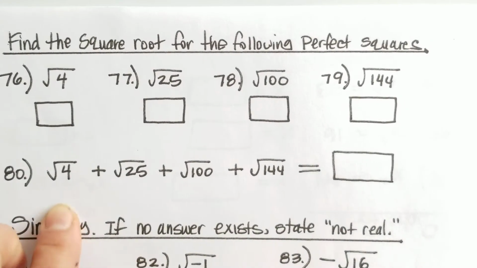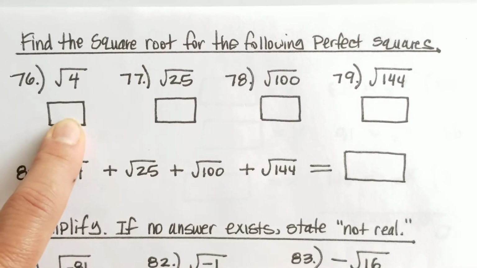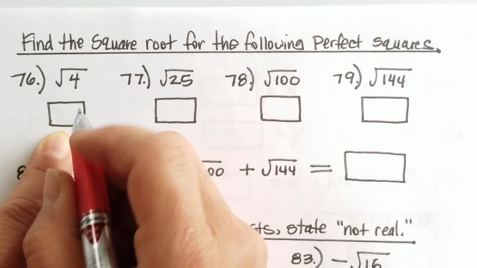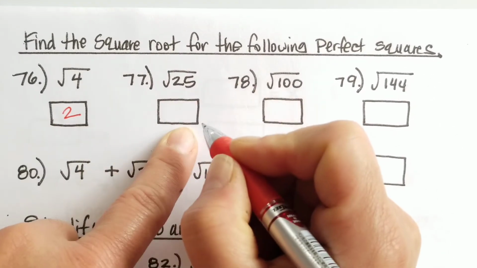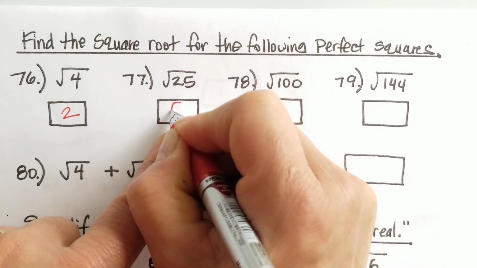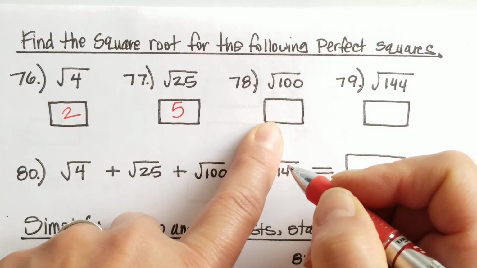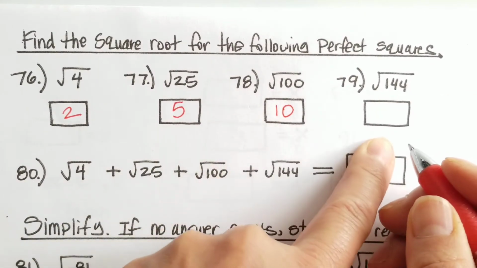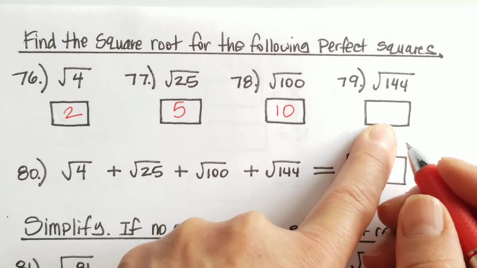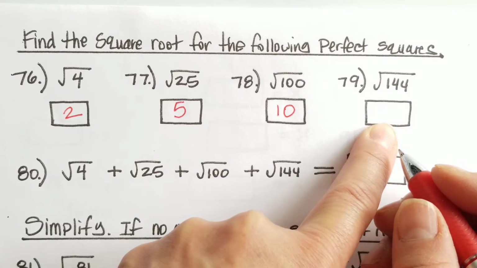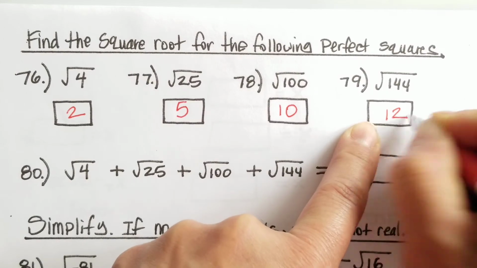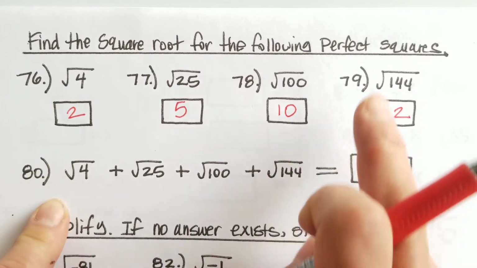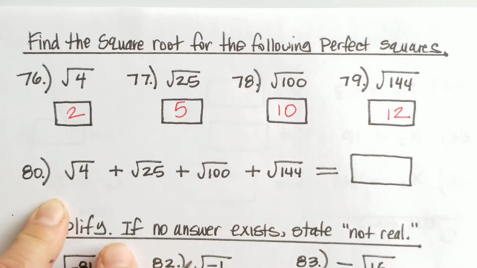So for 76 through 79, we just did this one and we did that one as well. So what times itself gives you 4? 2. What times itself gives you 25? 5. What times itself gives you 100? 10. 10 times 10 is 100. And what times itself gives you 144? 12. Right? 12 times 12 is 144. So the square root of 144 is 12.